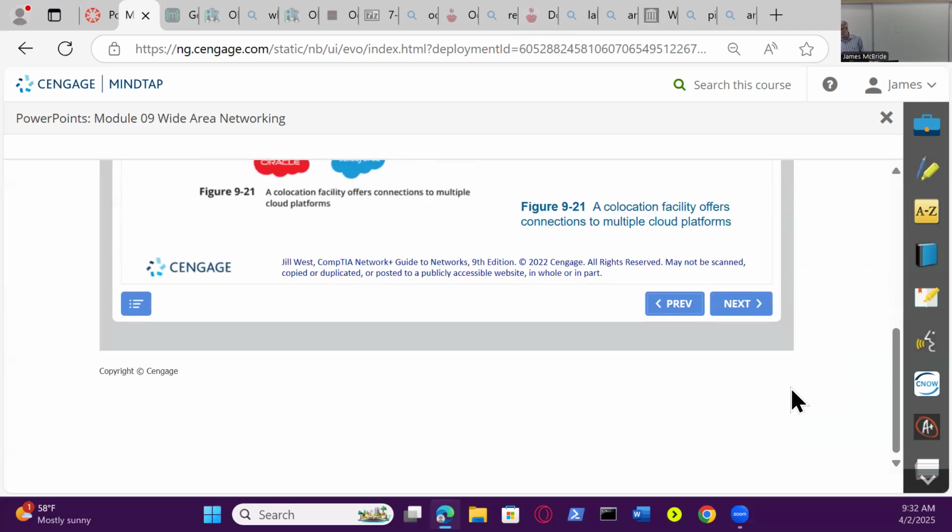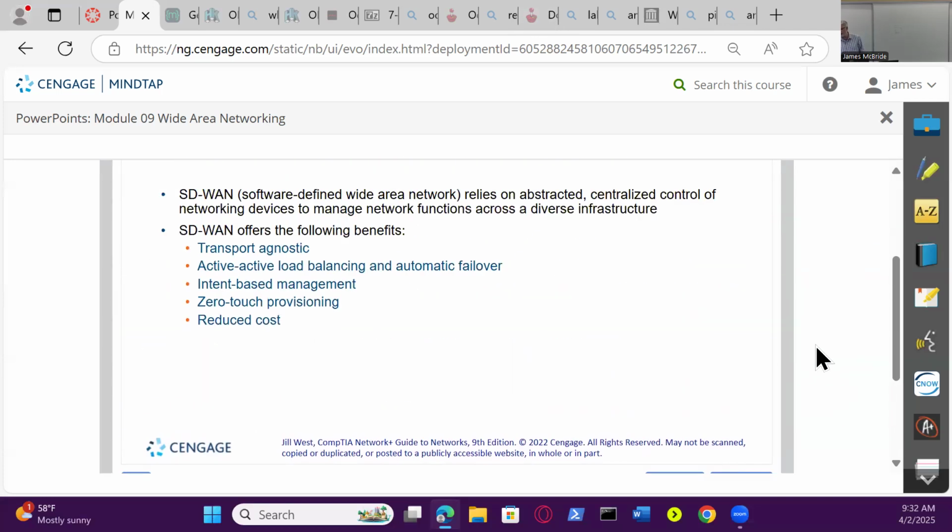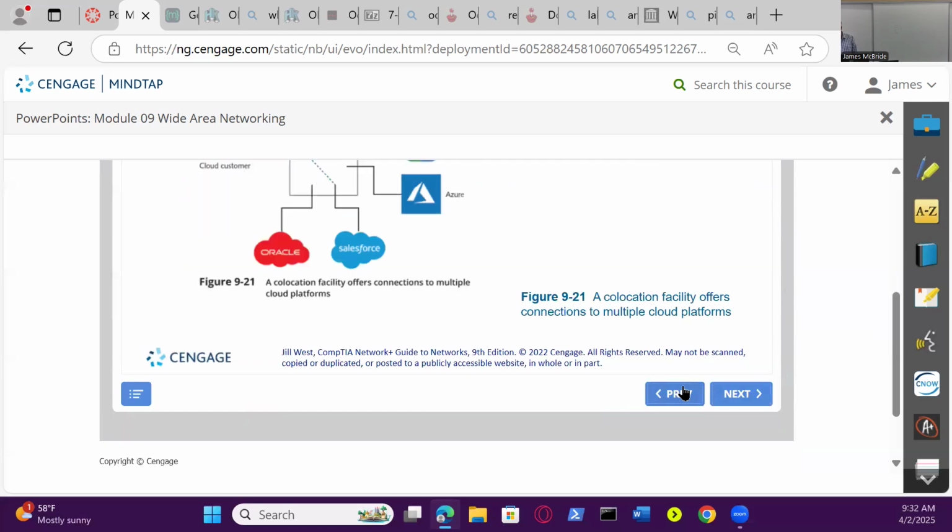So now we get into some of the terminology that we use for doing that. SD-WAN is a software-defined wide area network, which relies on abstracted, centralized control of network devices to manage network functions. Right here, I've got a server, I've got switches, I have my LAN set up right there. The Wi-Fi ties into that server, and there are about 5 VMs running on it. And there you go. It's a done deal. Okay, so how do we do that here?